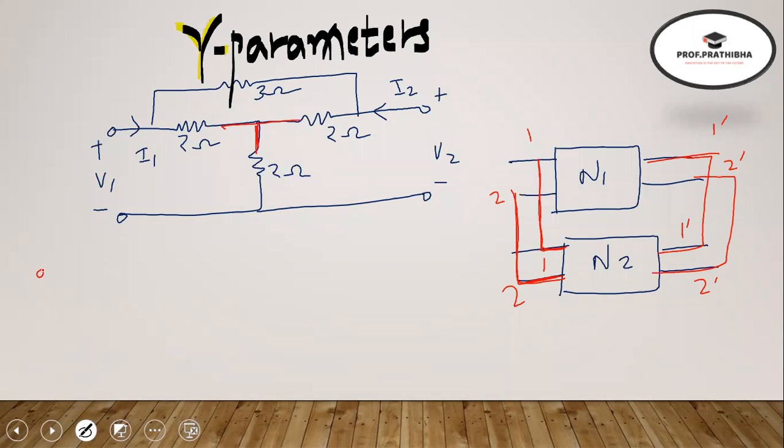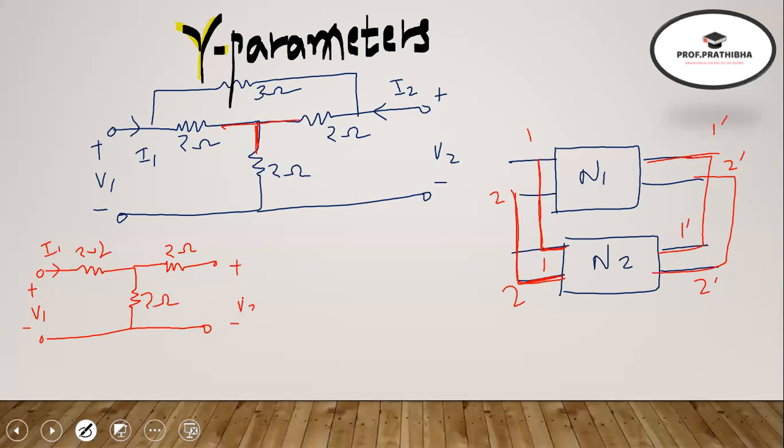So I'm going to draw it separately out here. As it is only resistors, it's a relief, because if it is a capacitor or inductor, again we have to convert it. So this is plus minus V1. This is nothing but I1. This is your 2 ohms. This is your 2 ohms. And this is your 2 ohms. This is plus minus V2. And this is nothing but your I2.